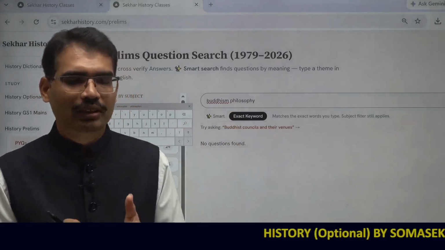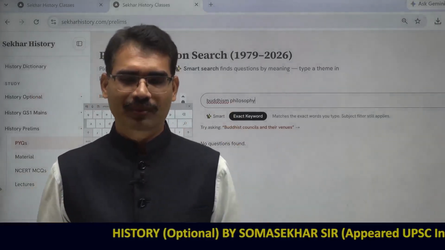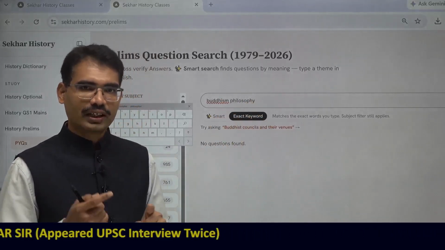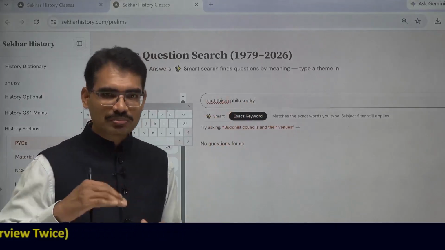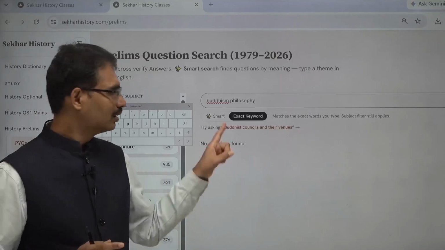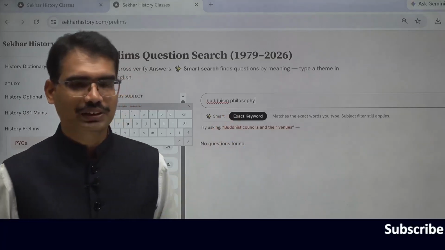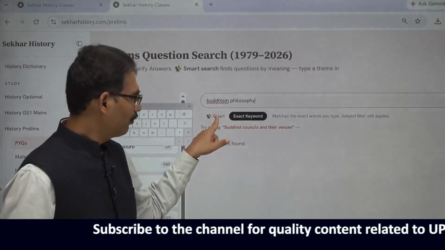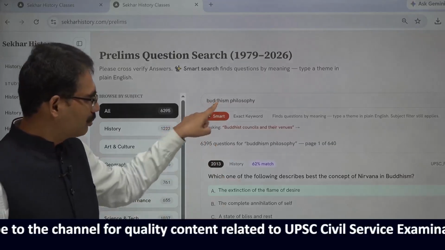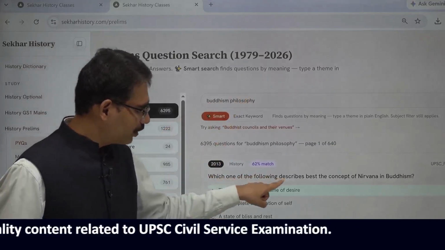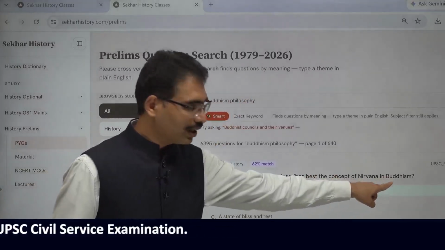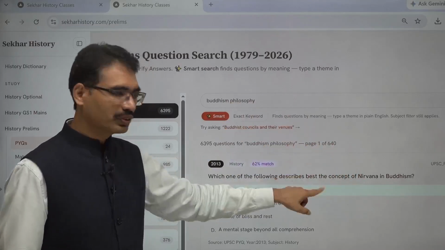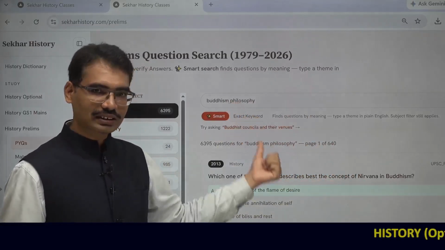But suppose you take the concept of nirvana in Buddhism. It is part of Buddhism philosophy only. It is related to that particular topic. Now, smart search helps you in that context. Exact keywords need not match to bring those questions from the database. When you click smart search, now you see Buddhism philosophy. Which one of the following describes best the concept of nirvana in Buddhism? Nirvana is a part of Buddhism philosophy. That's why this question is matching to that particular context.